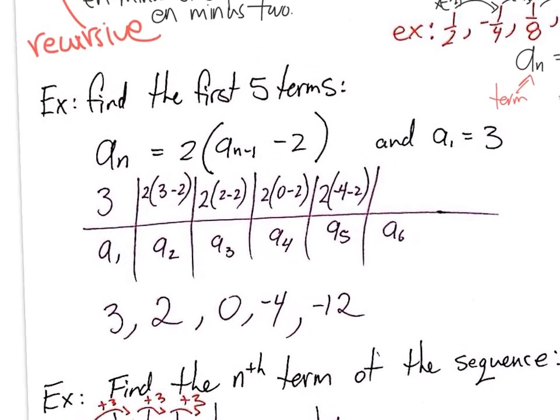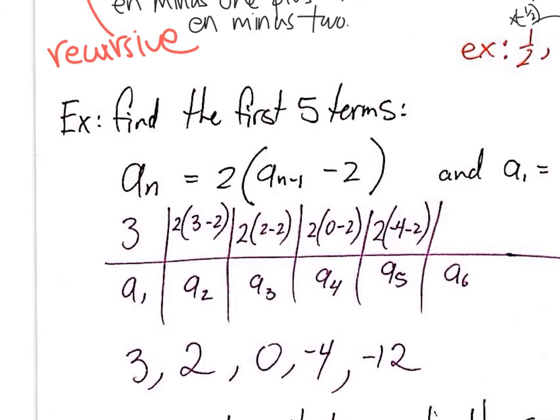And then let's talk about this example. It says find the first 5 terms. And what we're given is this. What type of formula is this? Well, this is recursive, and here's how we would say this in words. A sub n equals 2 times, parentheses, a sub n minus 1 minus 2n, parenthesis. And so in words, to get any term, you take the previous term, subtract 2 from it, and then multiply by 2.